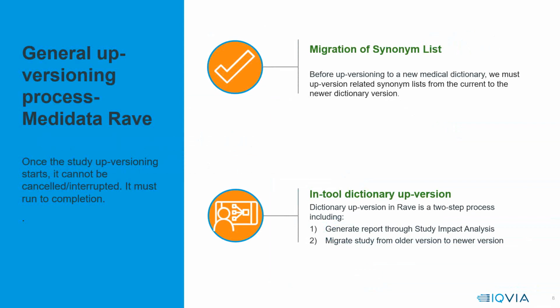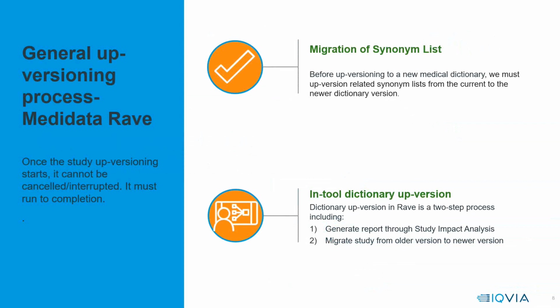We're good to go, but there would be cases where synonym lists do not get migrated because there are changes in how it gets mapped, or if there are LLTs that are dropped, or if there are changes to how an LLT maps to a PT, and so on. All these reconciling issues would need to be looked at by the coder, and the coder would need to reconcile them manually. Once this is all done, that means 100% of all the synonym terms are reconciled. The next step is to click on migrate synonyms. Once synonym migration is complete is when we would proceed with the study upversioning.